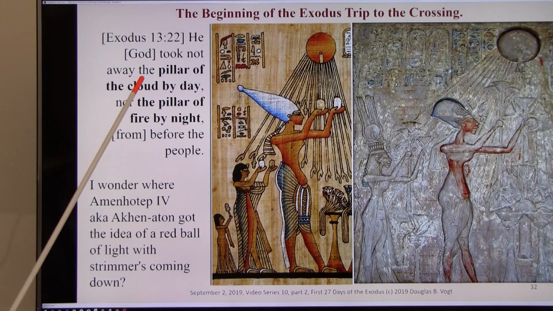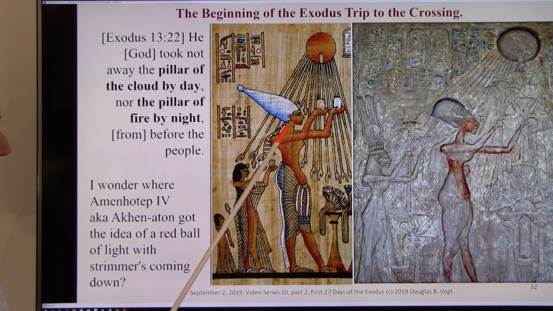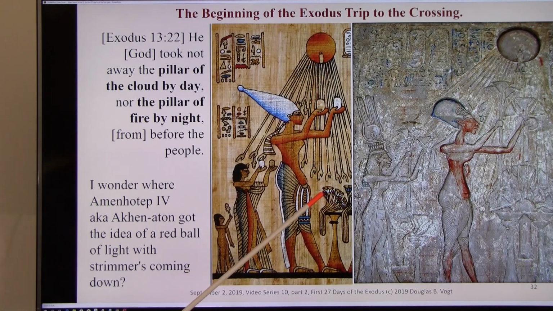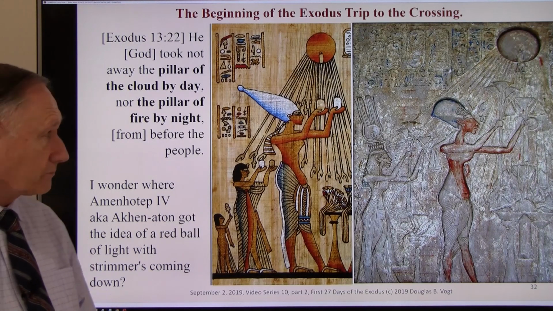Exodus: and he, God, took not away the pillar of the cloud by day, nor the pillar of fire by night from before the people. Akhenaten, when he had his revelation, changed his name. The image of Aton or Adon was a big round red orb with stuff coming down from it. Sound familiar? What's in the Torah in Exodus?